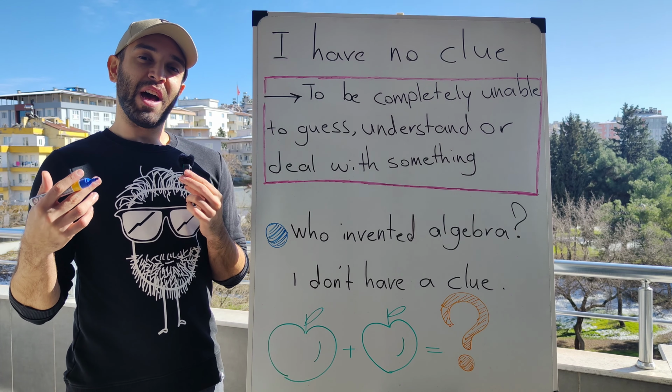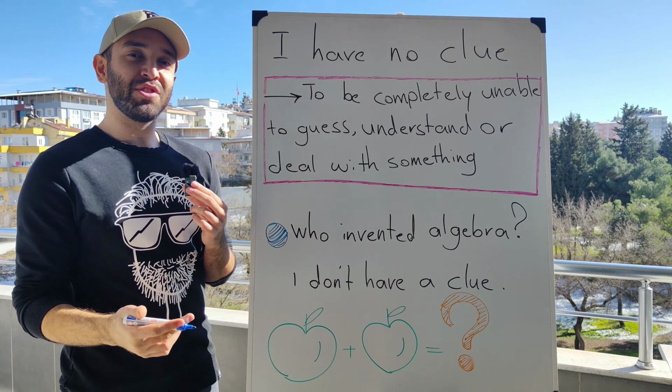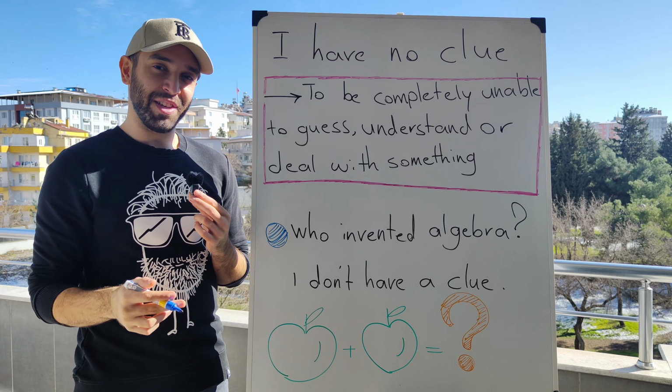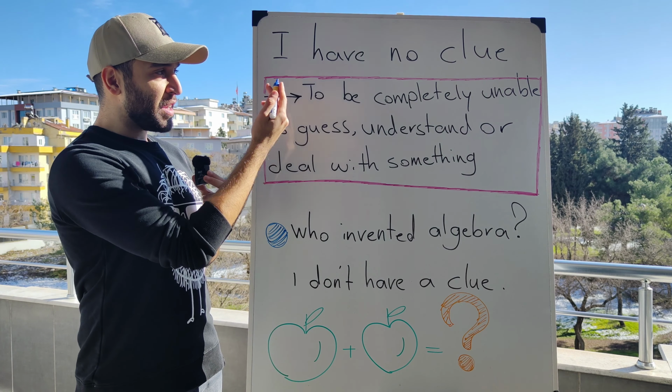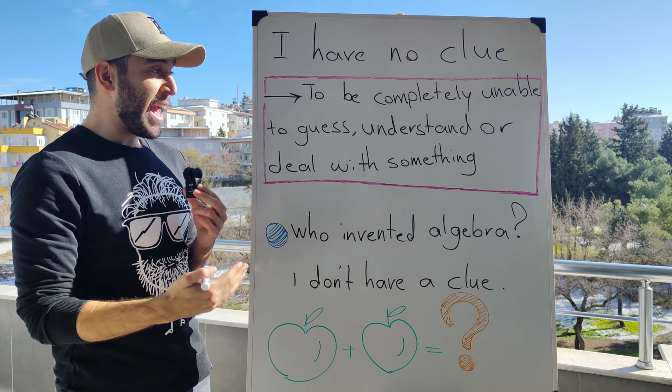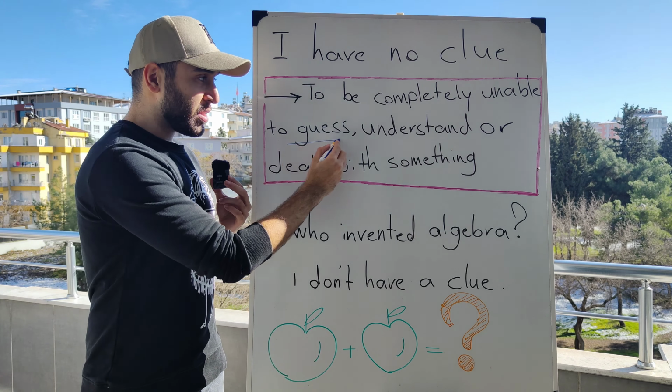Today we are going to have a comprehensive lesson to cover everything you need to know about the idiom "I have no clue." We will talk about its meaning, synonyms, other ways to express not knowing, and a few additional tips. To begin, I searched the meaning of this idiom in Cambridge Dictionary, and this is the result: to be completely unable to guess, understand, or deal with something.